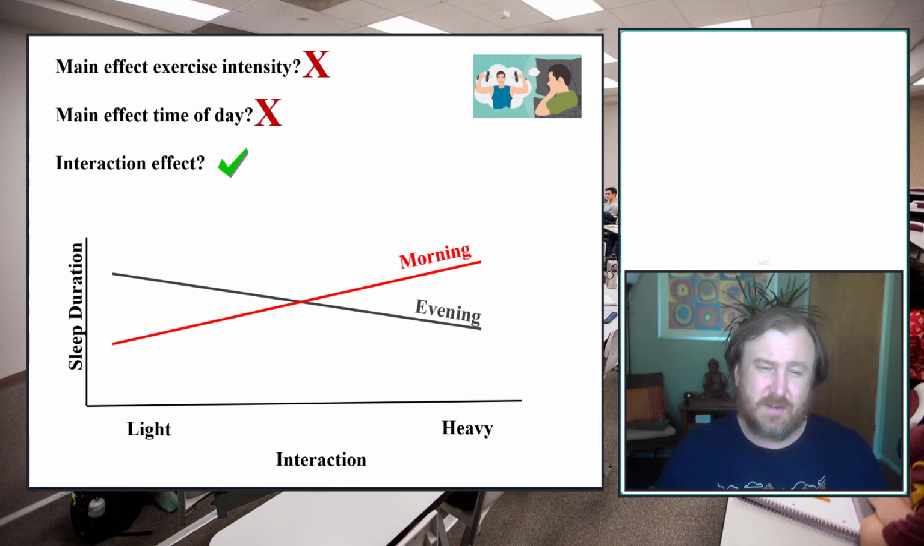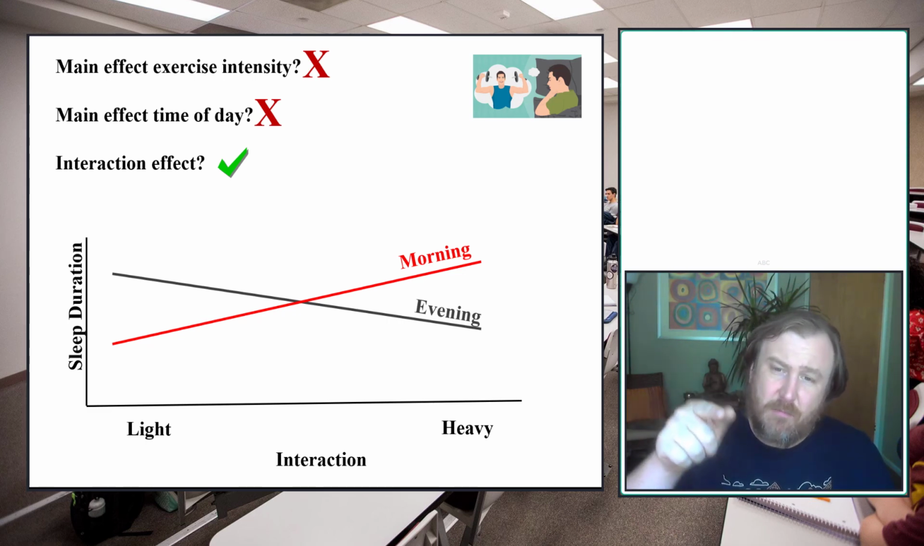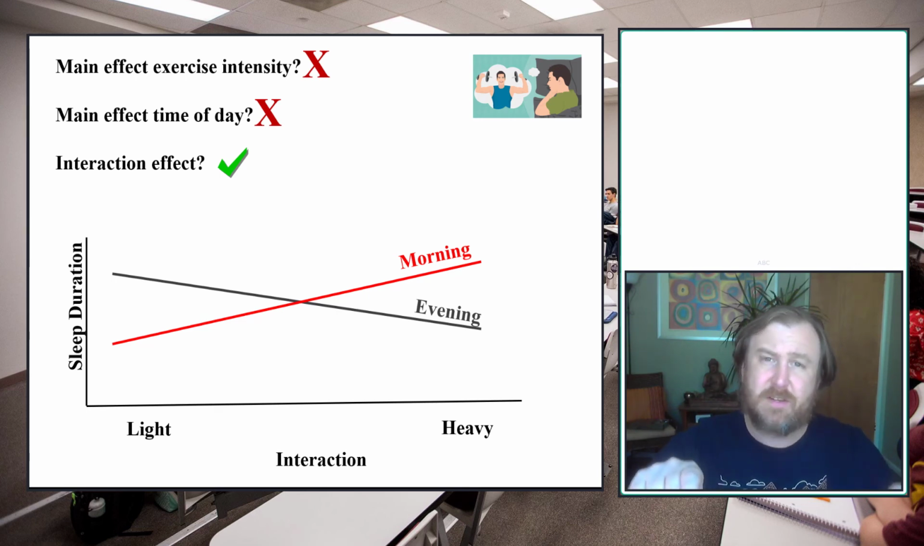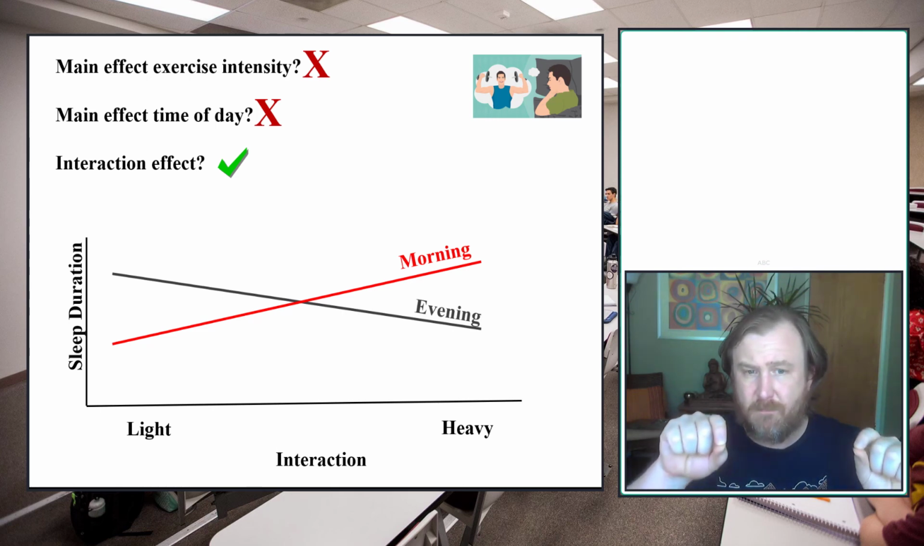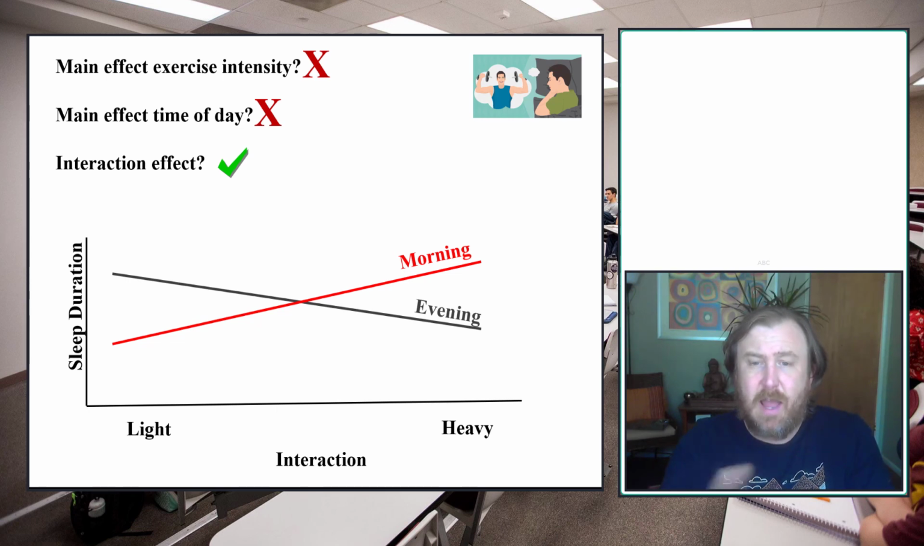So think about this, right? If we average the value at light for the red and the gray together, we get a point in between those two lines, it's not going to be different from the average of the point for heavy in red and gray. Those 2 points are going to be approximately equivalent. Okay, so that means that there's no effect of exercise intensity.